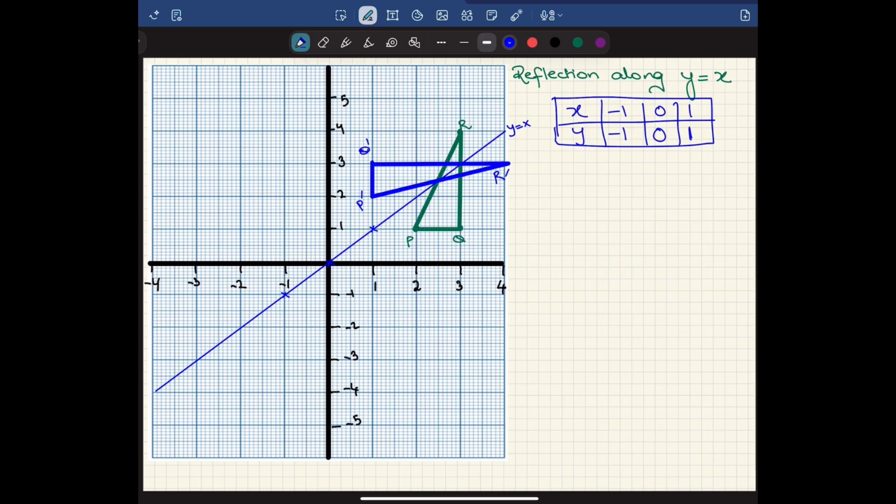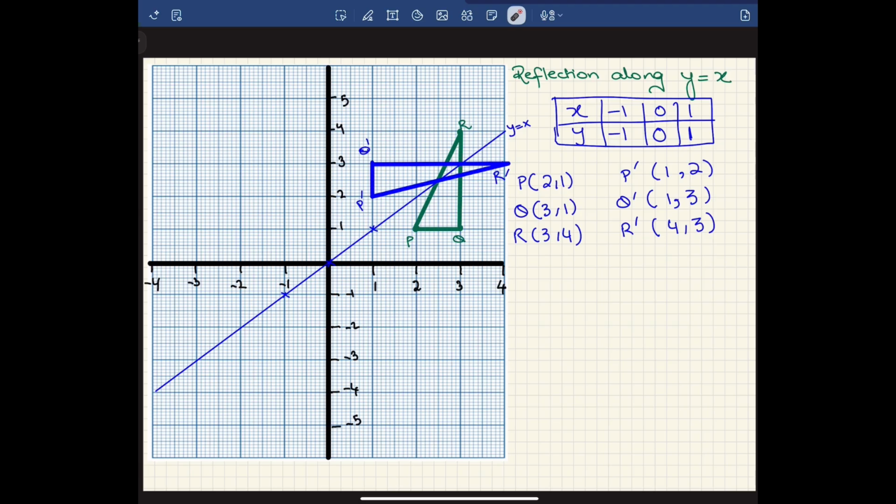Okay, so let's note down the coordinates. So P was 2, 1. Q is actually 3, 1. And R is 3, 4. Okay, and what are the coordinates of P prime, Q prime, and R prime here? P prime is 1, 2. Q prime is 1, 3. R prime is 4, 3. So can you figure out the rule here?